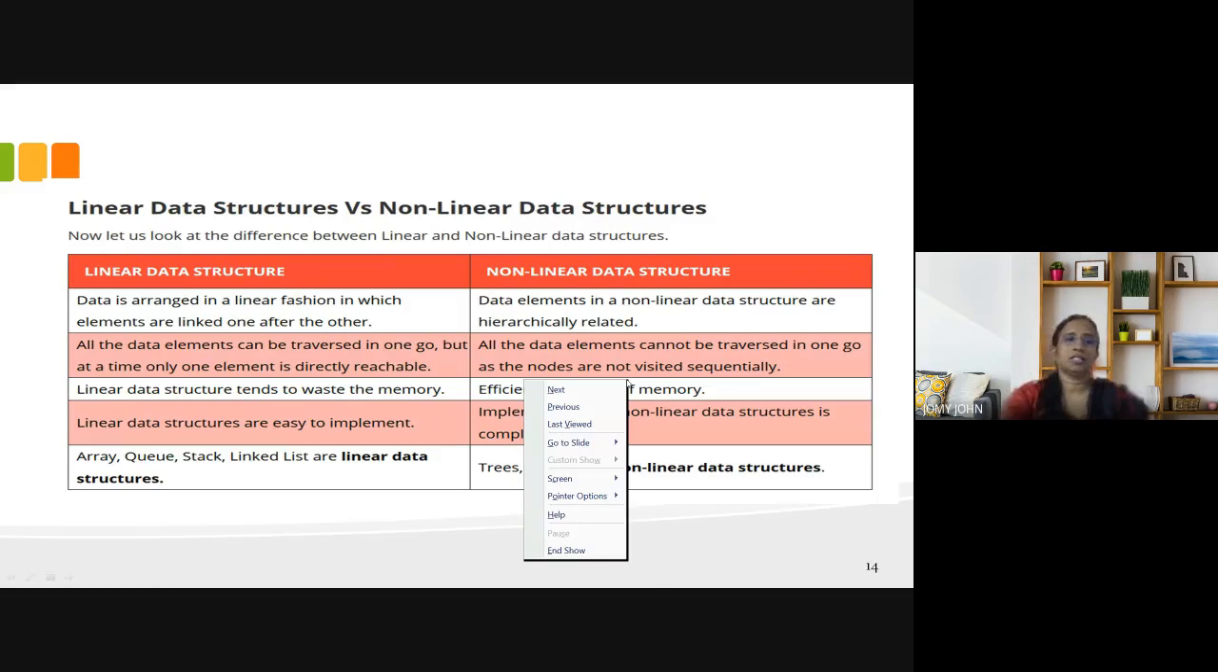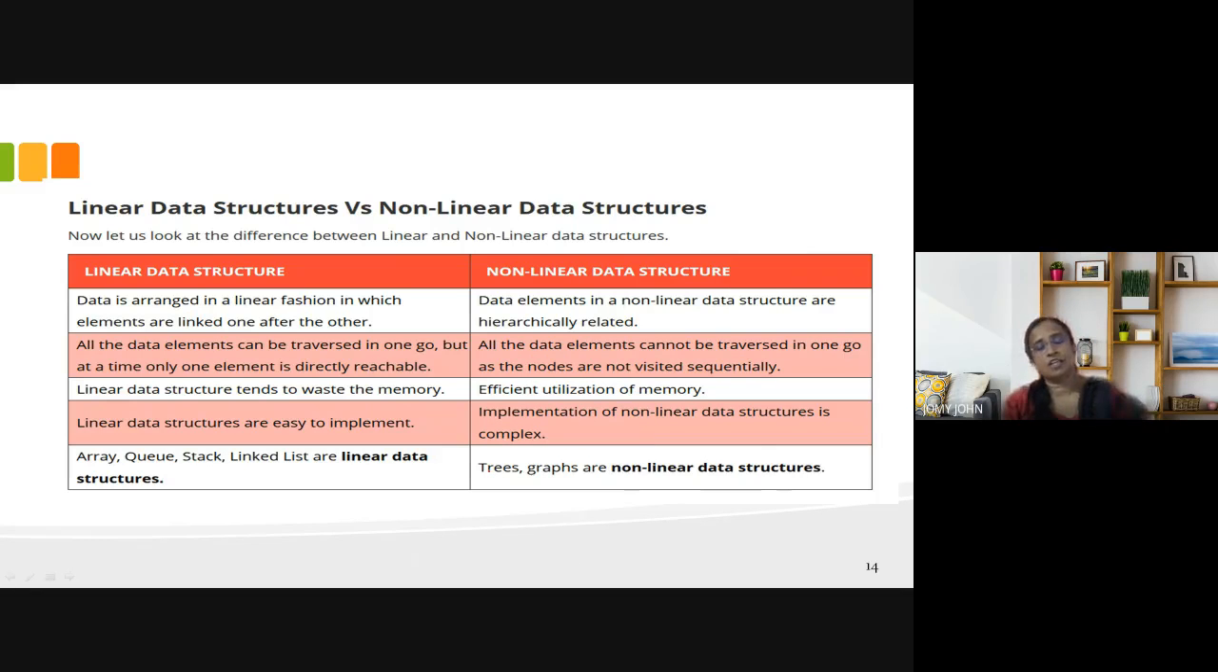In the case of a linear data structure, data is arranged in a linear fashion in which the elements are linked one after another. After the first one, the second one is linked. After the second one, the third one is linked, etc. The one linear data structure which you are familiar with is the array. Array index 0, index 1, index 2, 3, 4, etc. In that way, the elements are arranged.